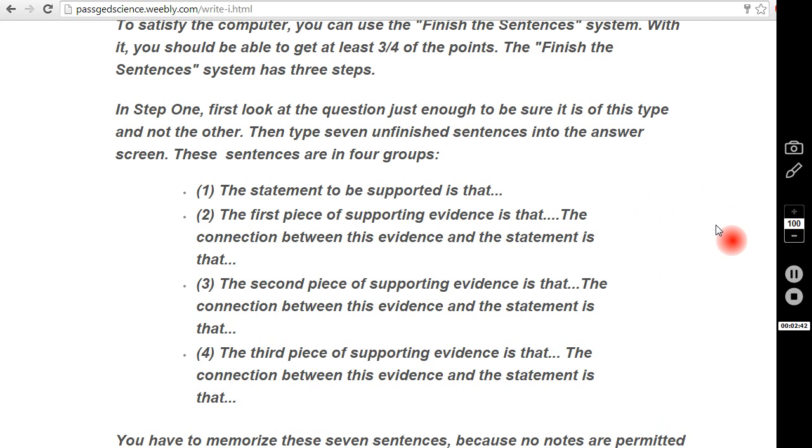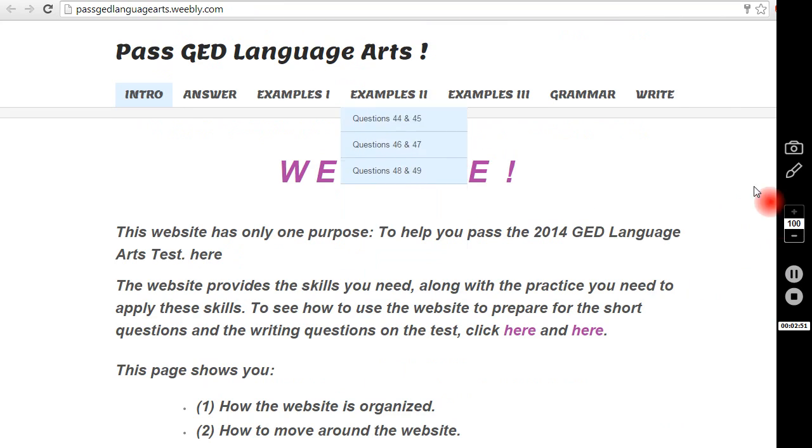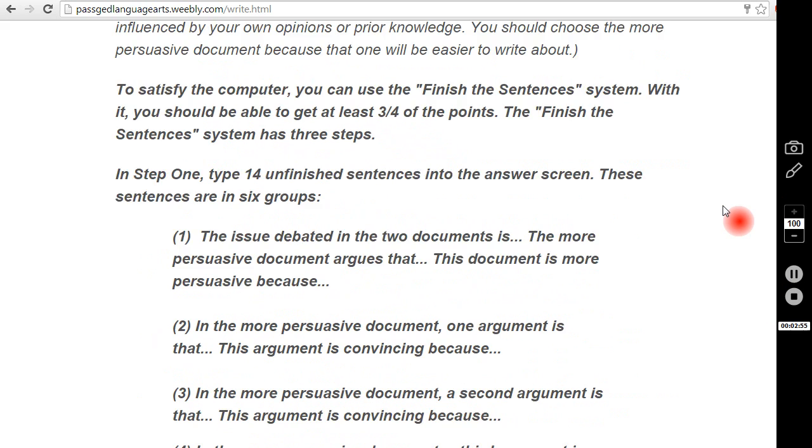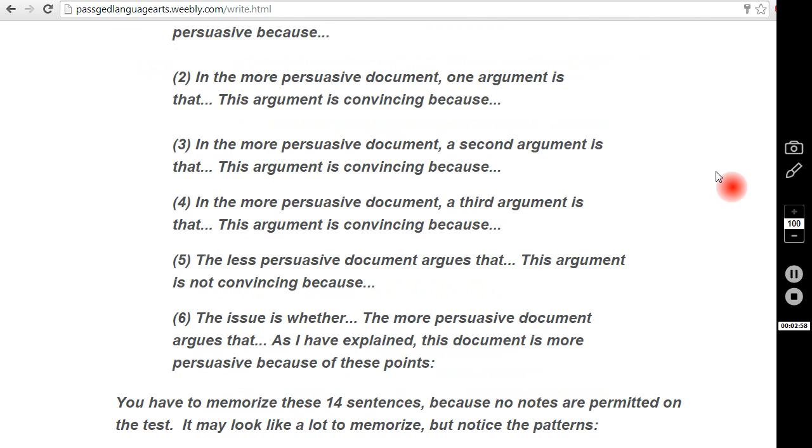Now, if you look at social studies, you would see a different set of sentences, but the system is the same. If you look at language arts, you would see in the right section a longer set of sentences because the question is more involved. There are 14 sentences, but there is a pattern to them.